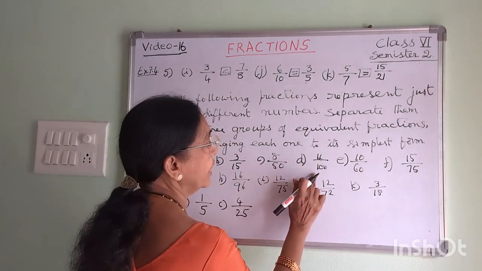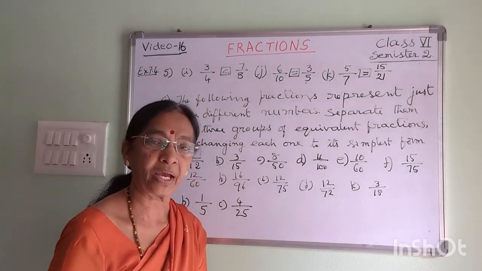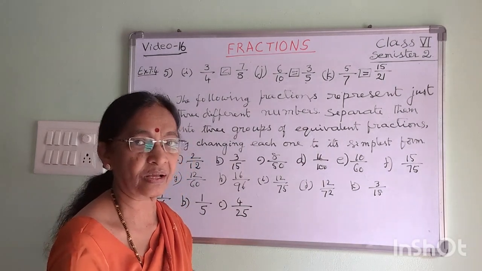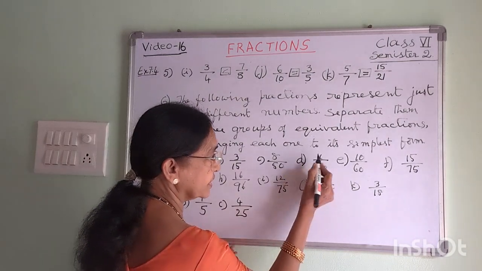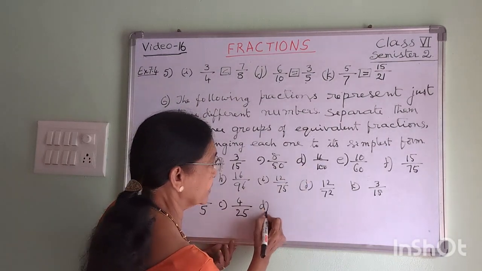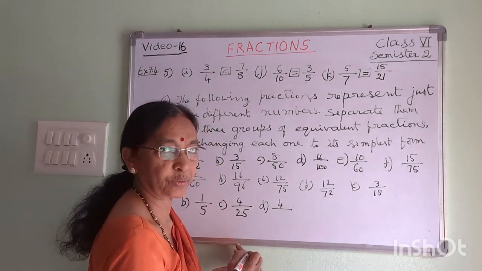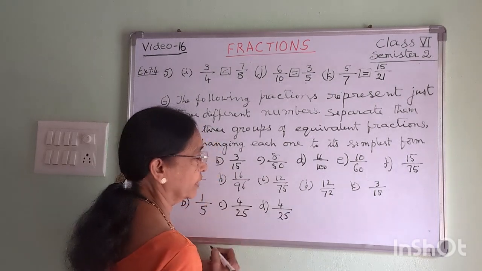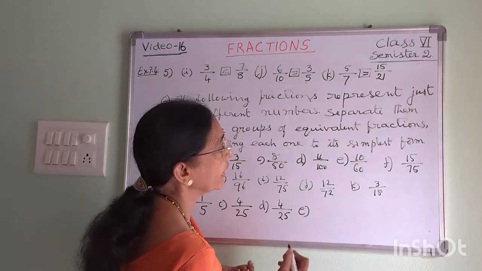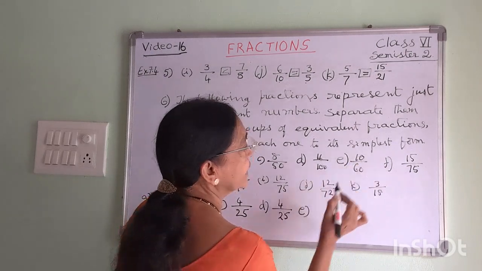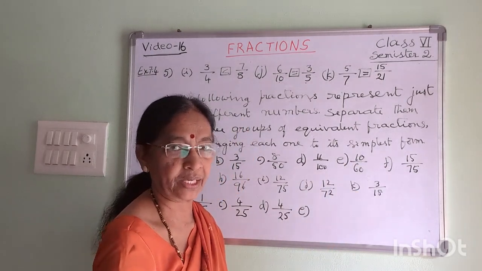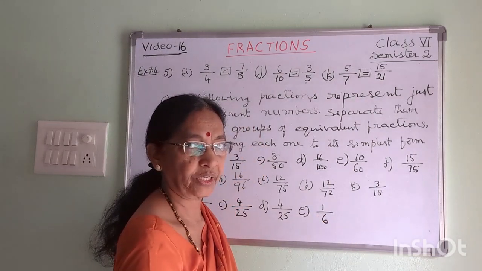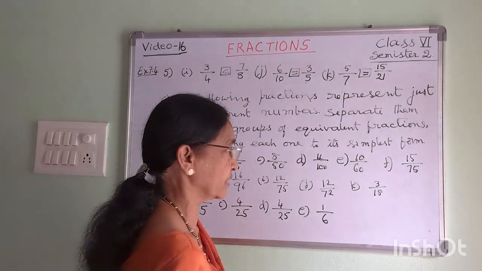Next is D, 16 by 100. For 16 by 100, 4 is the common factor. 16 is divided by 4 and 100 is also divided by 4. 16 divided by 4 is 4. 100 divided by 4 is 25. Next E, 10 by 60. Both are divided by 10. Therefore, they are 1 by 6. 10 divided by 10 is 1, 60 divided by 10 is 6.